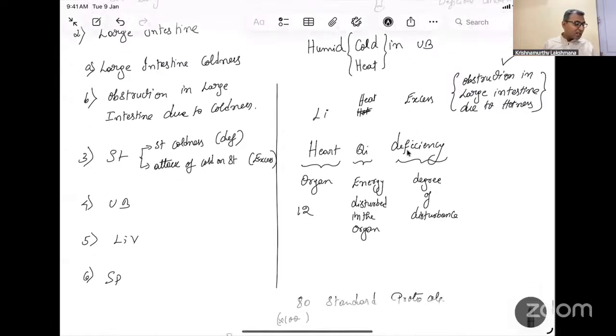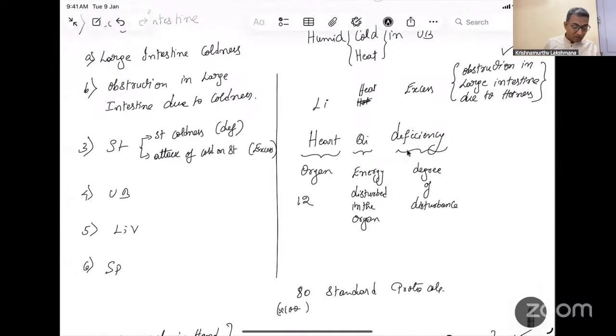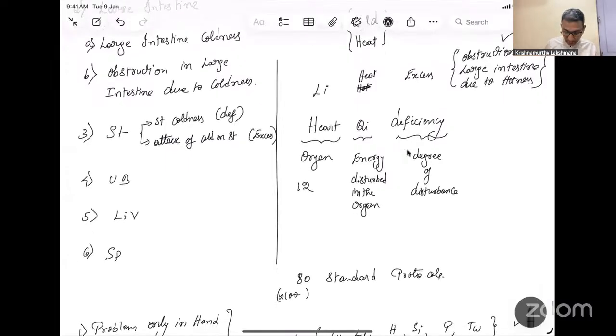Similarly, in UB it is there, in spleen it is there. Spleen is damp cold attack.